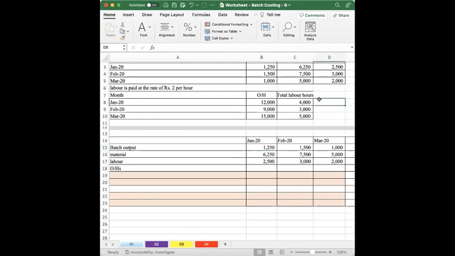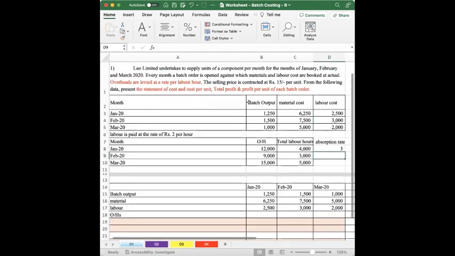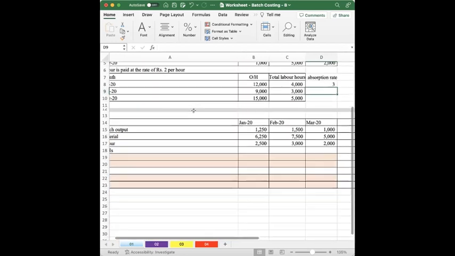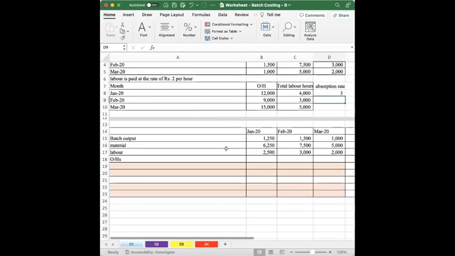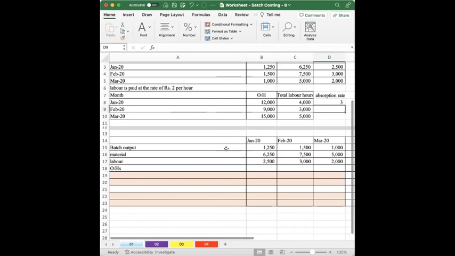Therefore, let's find the absorption rate. How are we finding the absorption rate? First, we need to find the absorption rate. To find the absorption rate, we need to divide the total overhead value by the total labor hours. Why do we need to do that? Because in the question it says overheads are divided at a rate per labor hour. Okay, so they are considering labor hours.